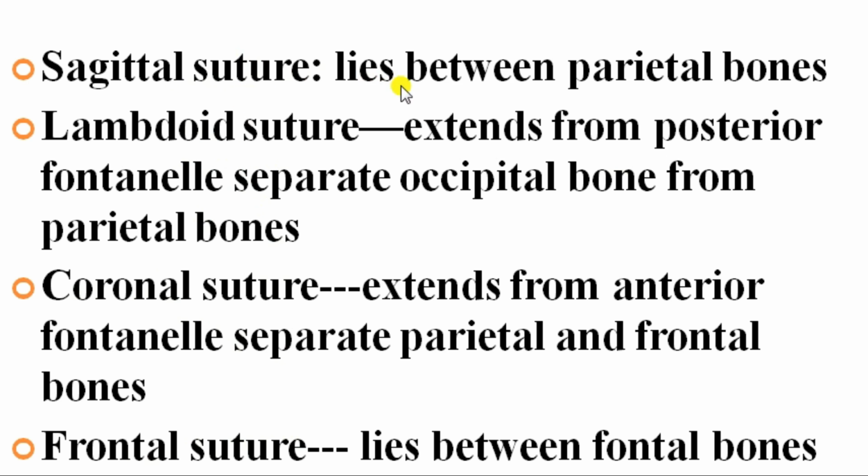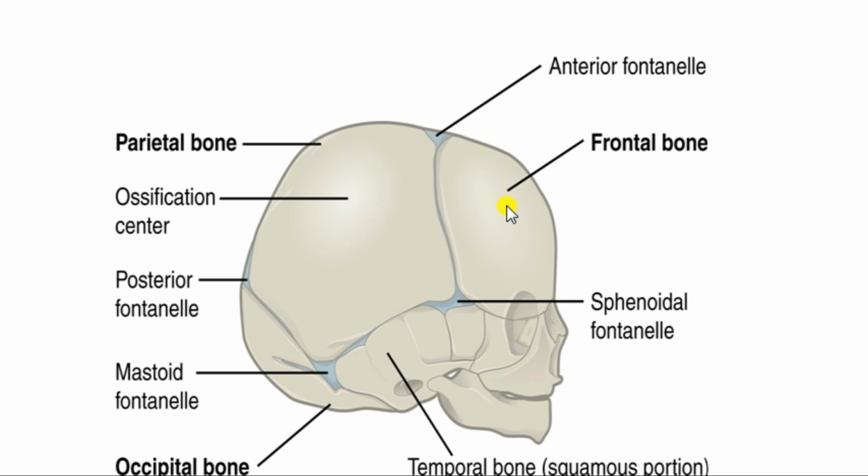Sagittal suture lies between the parietal bones. In the picture, this is the frontal bone, this is the parietal bone, this is the occipital bone, this is the posterior fontanelle, and this is the anterior fontanelle. So the sagittal suture separates the 2 parietal bones. Here comes the sagittal suture that separates the parietal bones.